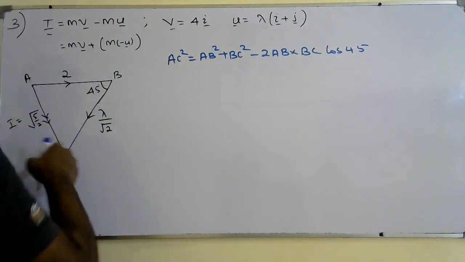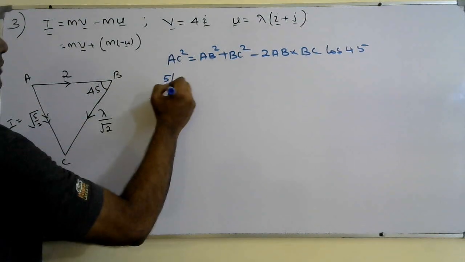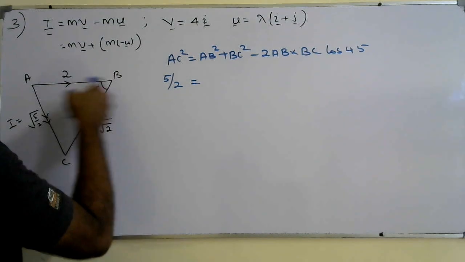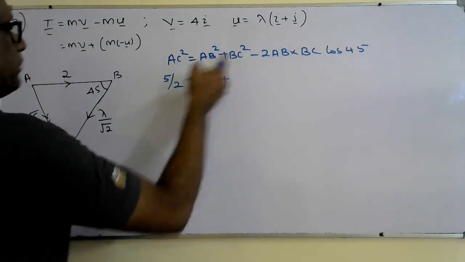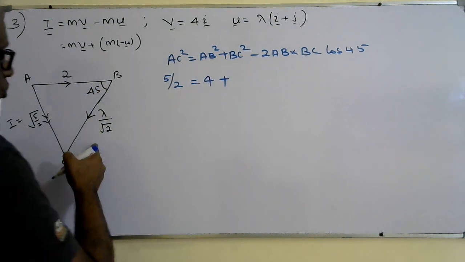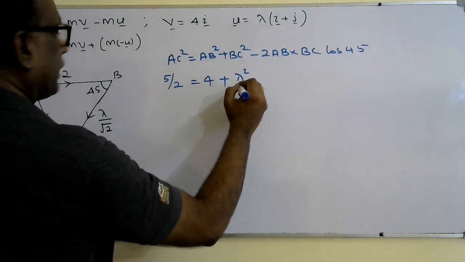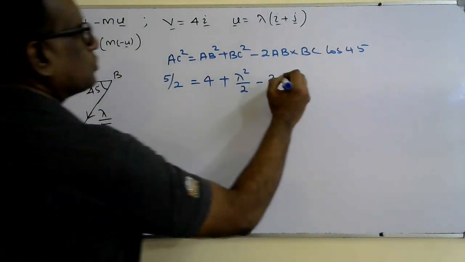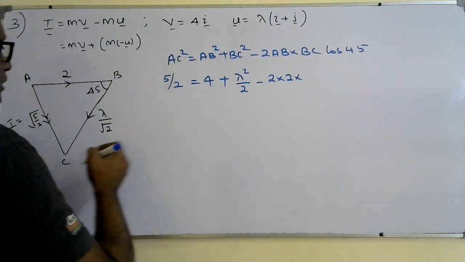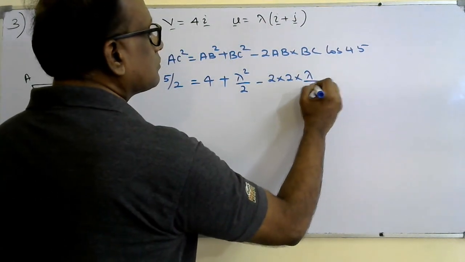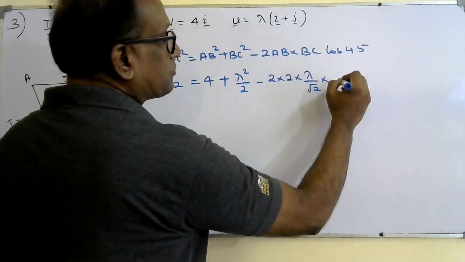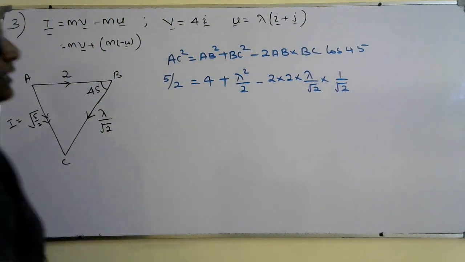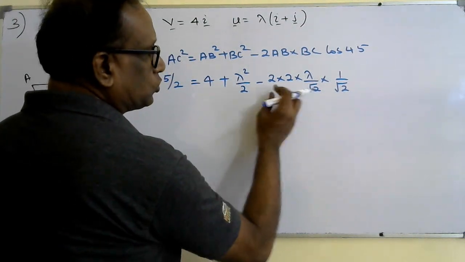Okay, AC squared, root 5 by 2, all things squared, that is 5 by 2. AB squared, 2 squared, that is 4. BC squared, that is lambda over root 2, that means lambda squared by 2, minus 2 AB, that is 2, BC lambda over root 2, cos 45. You know that cos 45 is 1 over root 2. Right, we'll solve it. So here root 2 into root 2 will be 2. 2 and 2 will get cancelled.